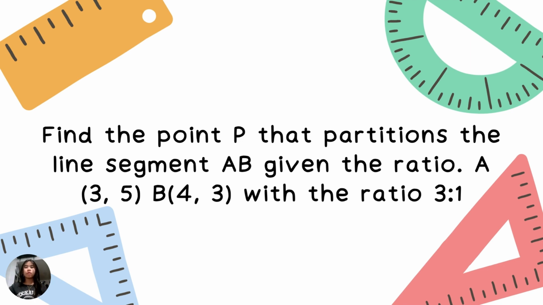The topic assigned to me is the division of line segments. The question is: find the point P that partitions the line segment AB given the ratio. Point A is (3, 5) and point B is (4, 3), with the ratio of 3 is to 1.